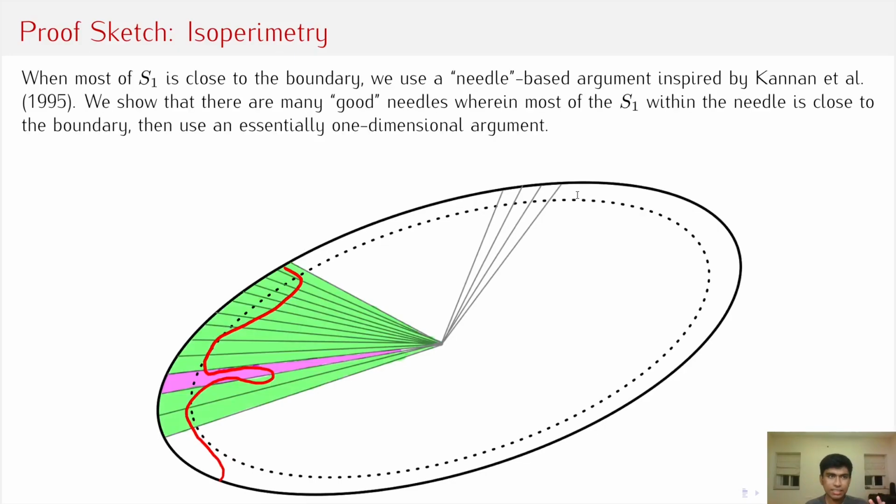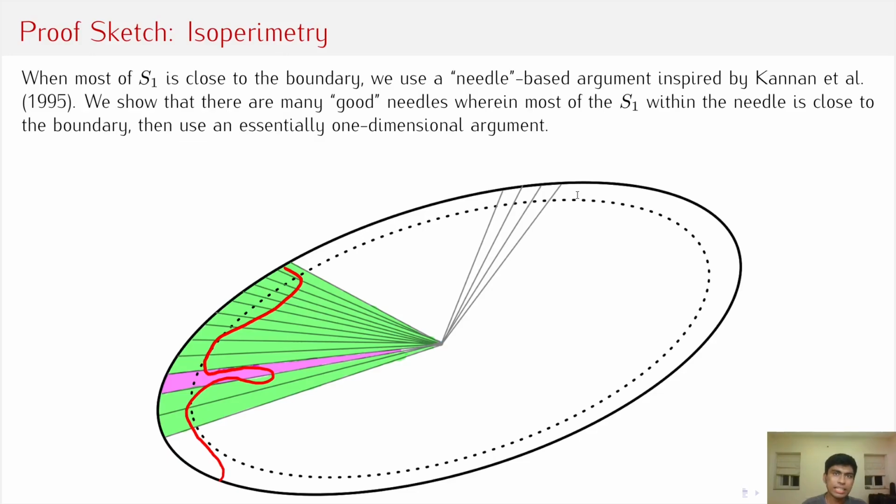Given these needles, we partition them into two types. First, you have the good needles, which means that within the needle, most of the S1 is close to the boundary. And then you have these bad needles, where a lot of the S1 is far from the boundary within the needle. Then we show that on each of these needles, there is a significant amount of S3 in comparison to S1. And if there are many good needles, then we are done, because we just integrate over the needles and show that there is in fact a lot of S3 compared to S1 in the convex body as a whole. And as I've written, the analysis on each of these needles is essentially one-dimensional.